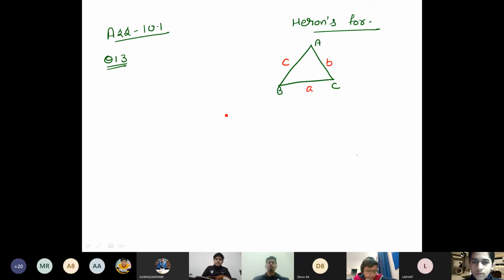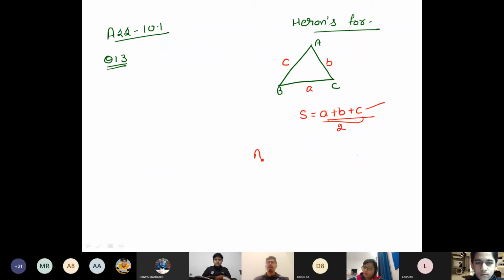So what first we have to do? We have to first find out the semi-perimeter, that is S. And what is semi-perimeter? S equals a plus b plus c divided by 2. This is our semi-perimeter, students. Okay, yes or no? Yes, sir.